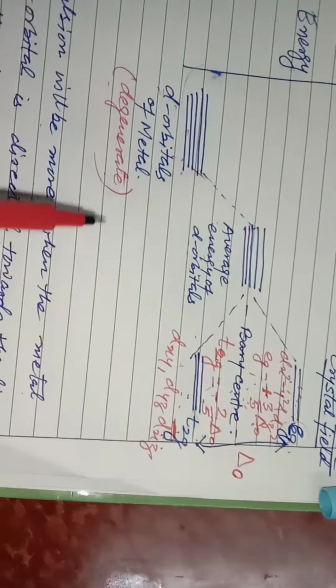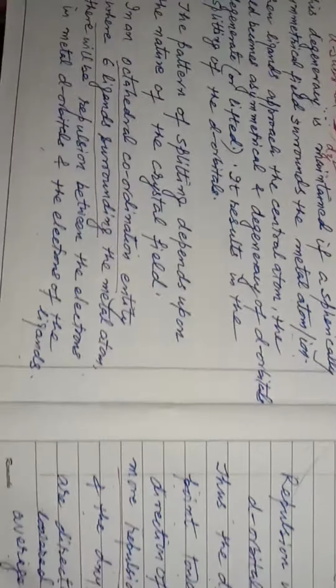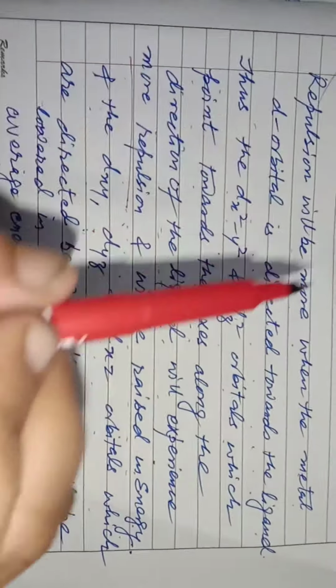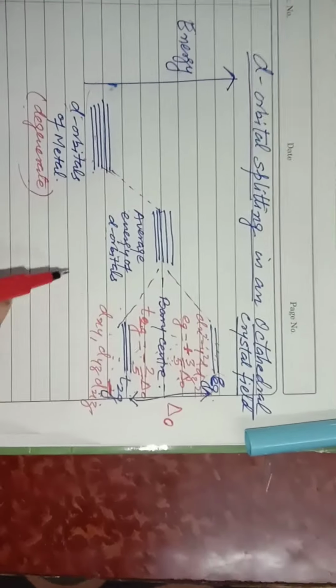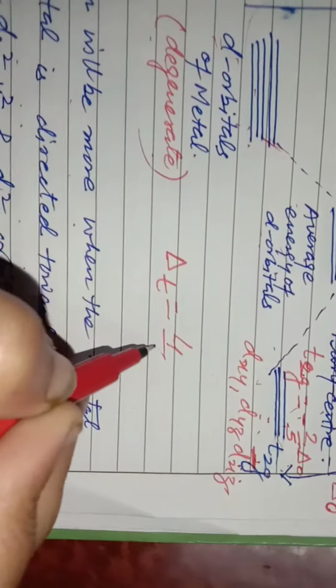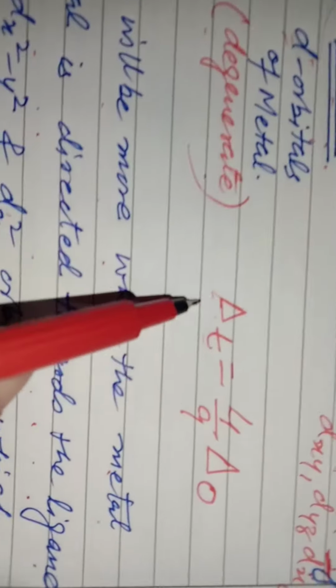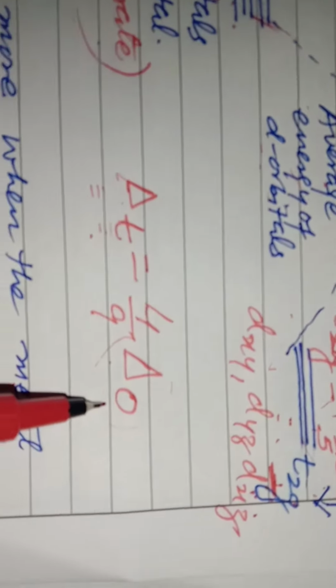Now the last important part is, here we are talking about octahedral complexes. If we take the case of tetrahedral complexes, the d orbital splitting is inverted. The energy of T2g will be greater than that of Eg. And one more thing, that delta T is equal to 4/9 delta O. This is energy separation in case of tetrahedral complexes. This is energy separation in case of octahedral complexes.